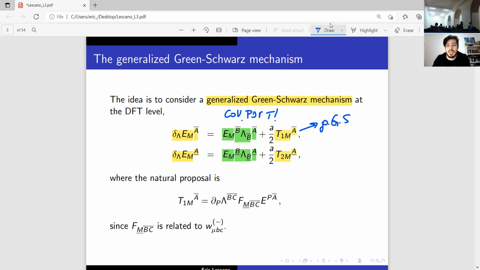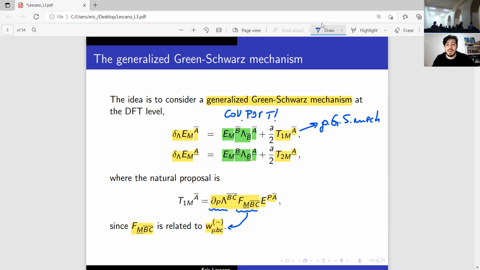So the natural proposal. We are not going to obtain first this kind of transformations from first principles. We are trying to impose some ansatz in order to construct this generalized Green-Schwarz mechanism. A natural proposal is to consider this kind of contribution as a T1. Why? Because this component, this projection of the generalized fluxes, is related to the spin connection with torsion. We studied this parametrization in the previous lecture. So this kind of proposal is very natural since we have the derivative of the parameter over here, a kind of non-covariant part. And we have a flux over here, which means that at the end of the day we are going to obtain some kind of connection over there. So this is a natural proposal.